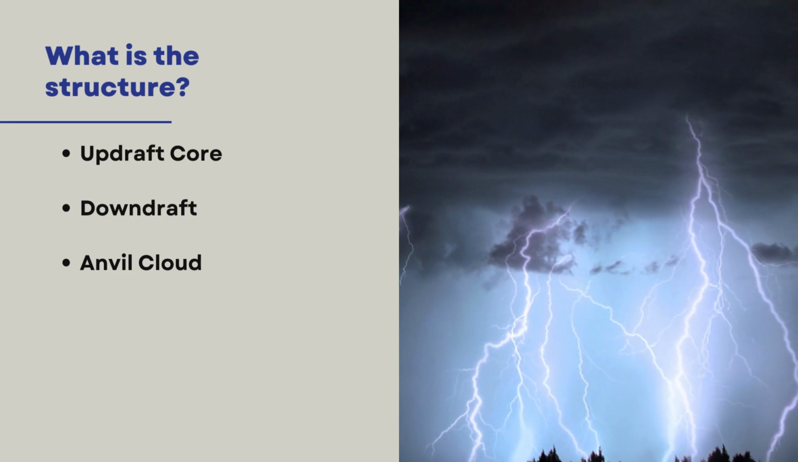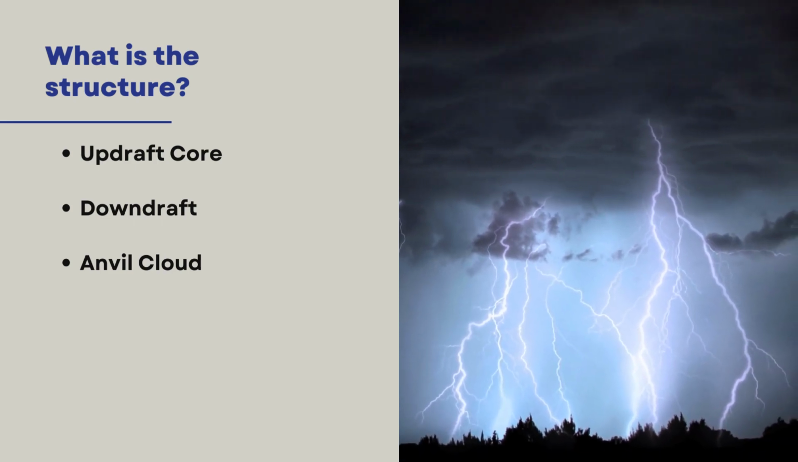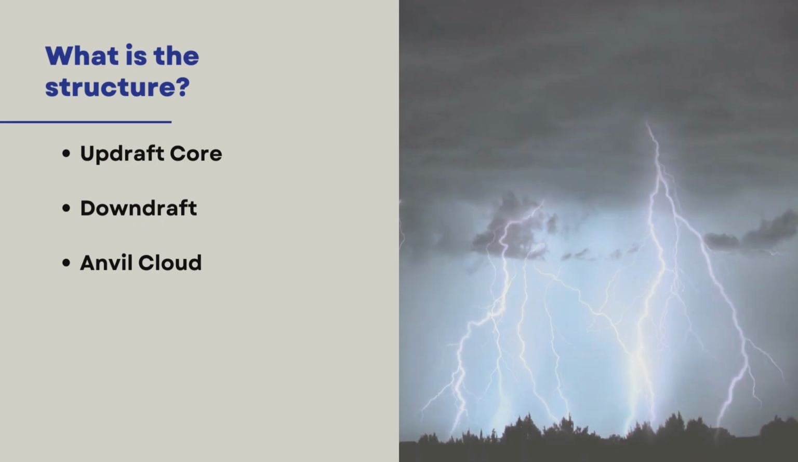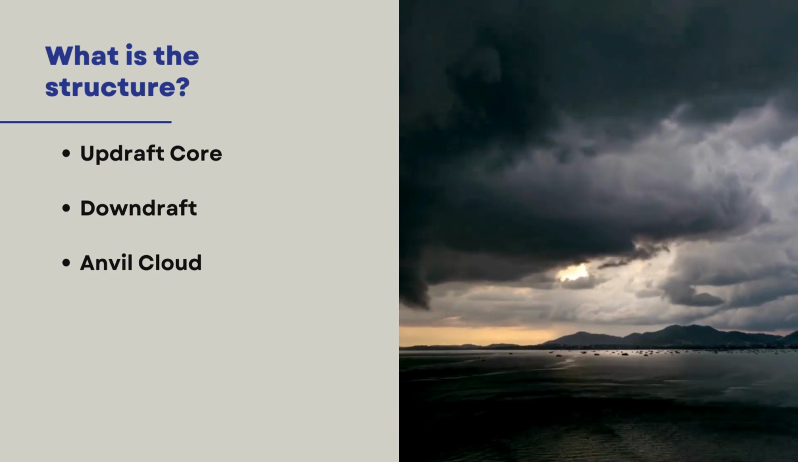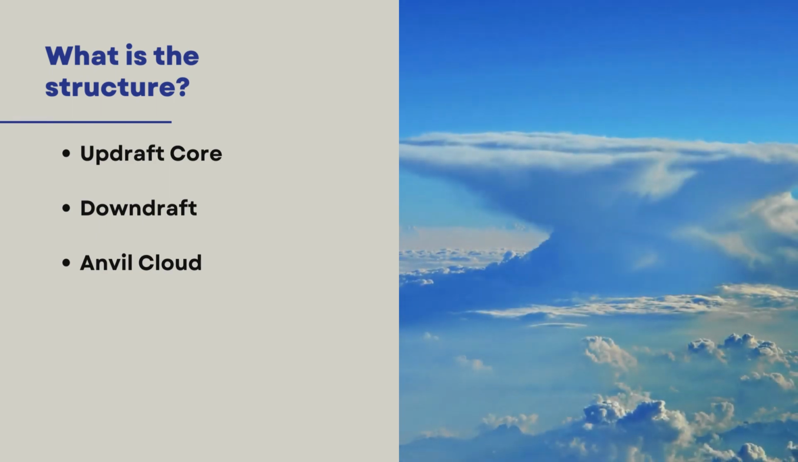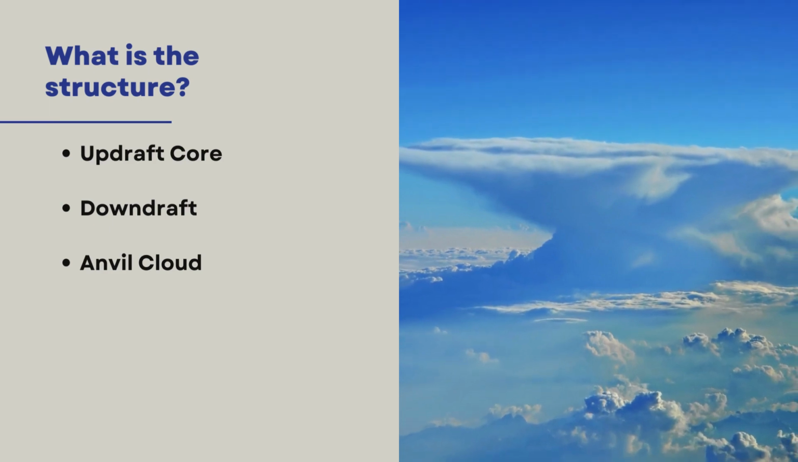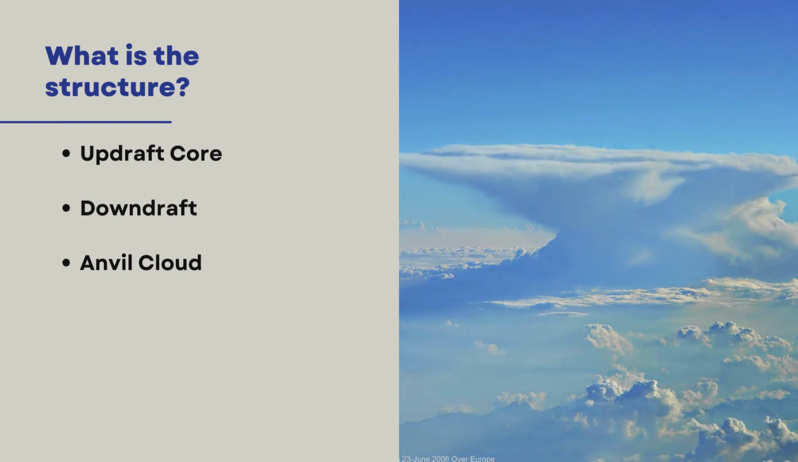Within the storm structure, there's an updraft core, which is the central region with strong rising air currents that fuel the storm's development. Next, there's a downdraft, which is the region of cool air sinking towards the ground, often bringing heavy rain, strong winds, and hail. Finally, there's an anvil cloud, which has a flattened ice crystal layer on the top of the thunderstorm. It's shaped like an anvil due to the strong winds.